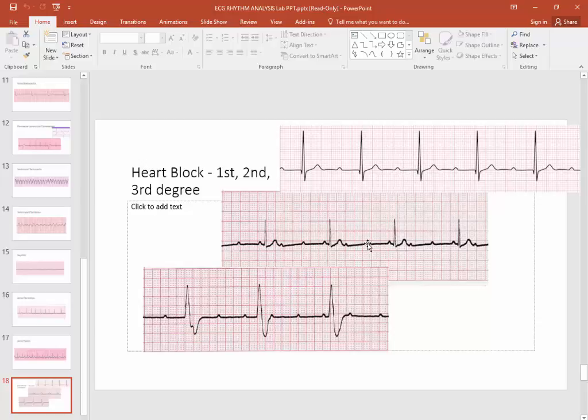Here we see a completely dropped QRS. Here there is no QRS after it. So that's a sign of second degree heart block. So here we see the P wave, the QRS, the T wave. Here's another P wave, no QRS, another P wave, no QRS, and then a P wave and a normal rhythm here. So whenever you see dropped QRS complexes, think heart block.